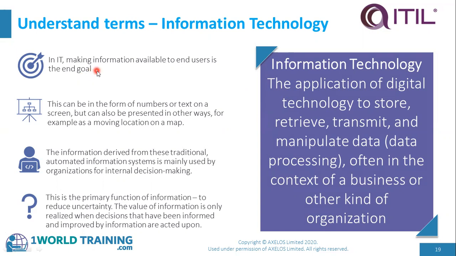In IT, it means making information available to end users is the end goal. This can be in the form of numbers or text on a screen, but also in other ways such as moving location on a map, for which IT will be used. The information delivered from this traditional automated information system is mainly used by organizations for internal decision making. This is the primary function of information: to reduce uncertainty. The value of information is only realized when decisions that have been informed and improved by information are acted upon.